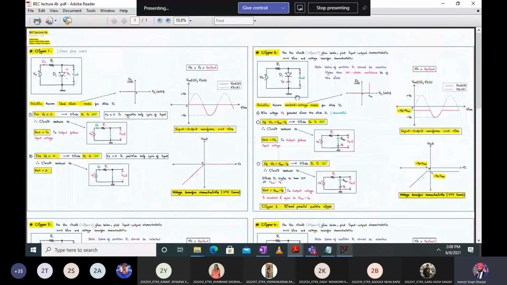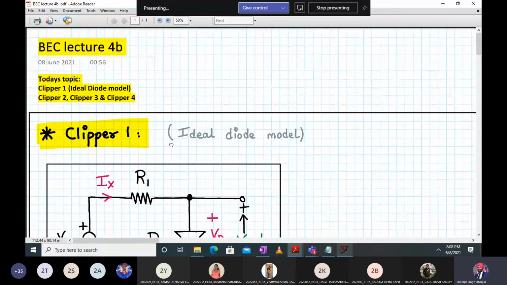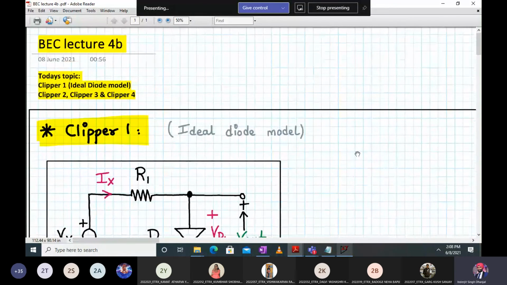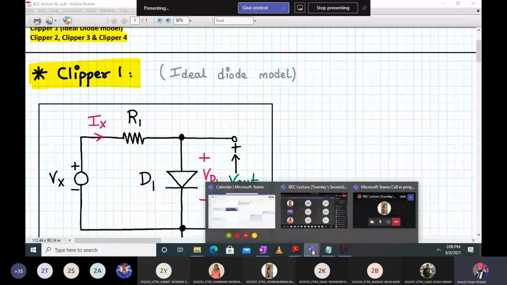Other clipper circuits will continue tomorrow. Fine, so that is all for today. We have started with the clipper circuits, and we have completed three clipper circuits up till now. So the rest of the clipper circuits we will cover tomorrow. Any questions, anyone?